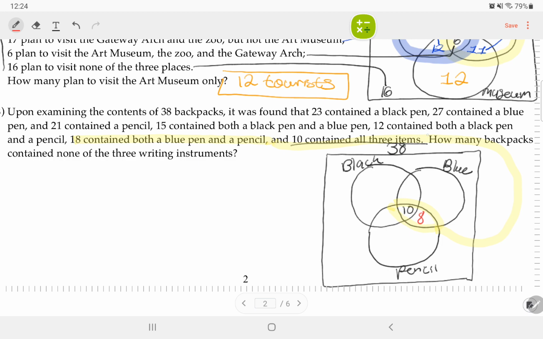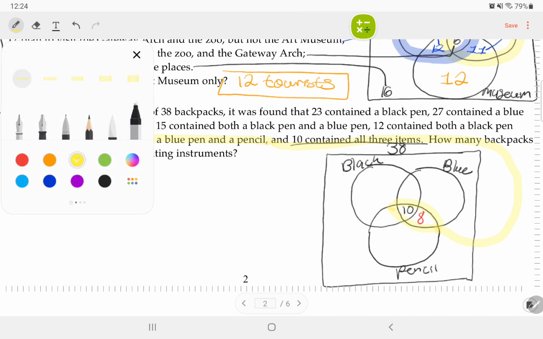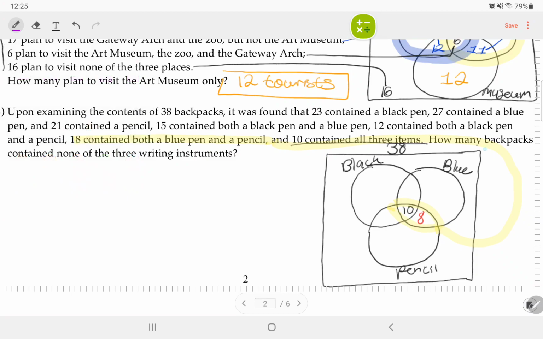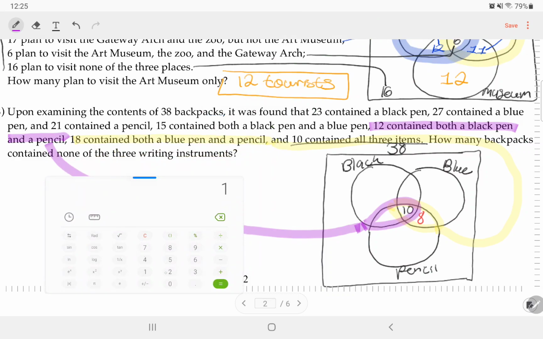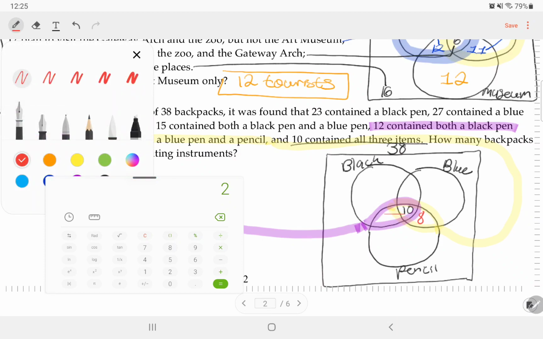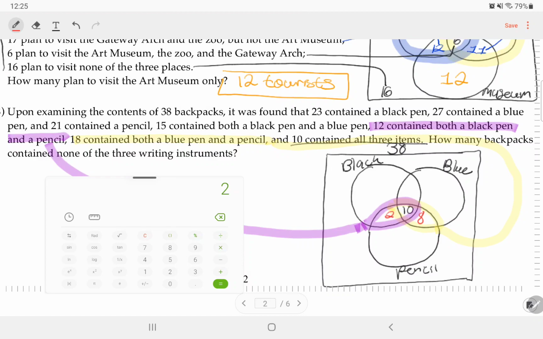The next one says 12 contain both a black pen and a pencil. So back to my highlighter. Different color, we use purple. 12 contain both a black pen and a pencil. That is going to be right here. That entire highlighted area in purple will add to 12. So far, I have 10 inside. So 12 minus 10 is going to be 2. So my 2 will go right there.